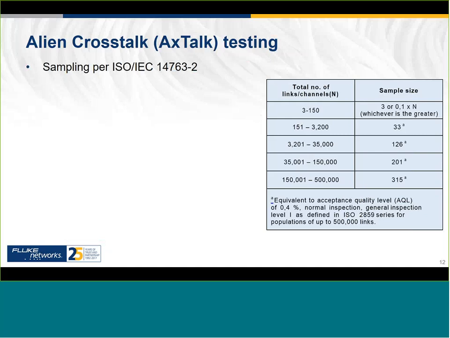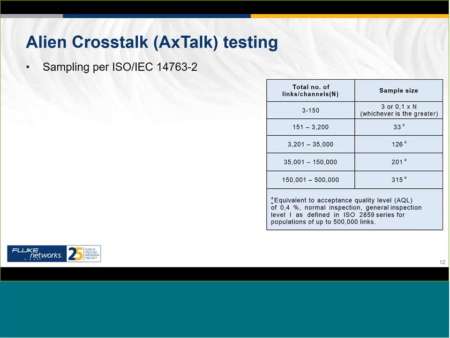And as you can see there, if you've got, as the table shows, from 150 to 3,200 links in your installation, you really only need to consider 33 links and test for 33 links. Even right out to 35,000 to 150,000 links, you're only looking at doing 201 Alien Crosstalk links for testing. So this is not onerous compared to having to do 100% Alien Crosstalk testing.